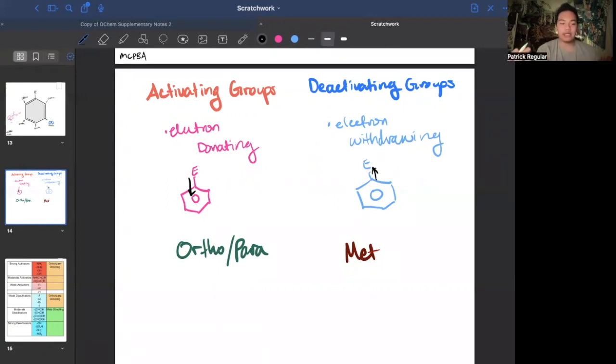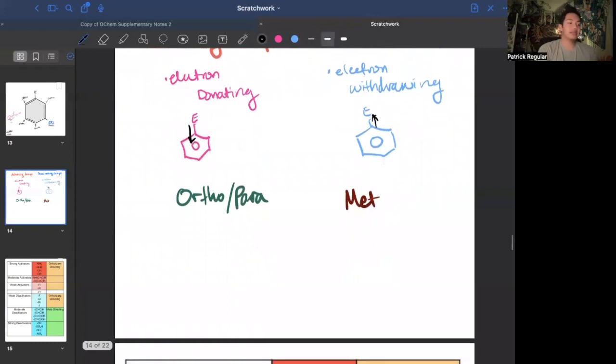So how do we see that? Well, I'll get to that later. Though all electron donating groups are ortho-para, I like to think of ortho-para as if E has a lone pair, it's going to be ortho-para directing.